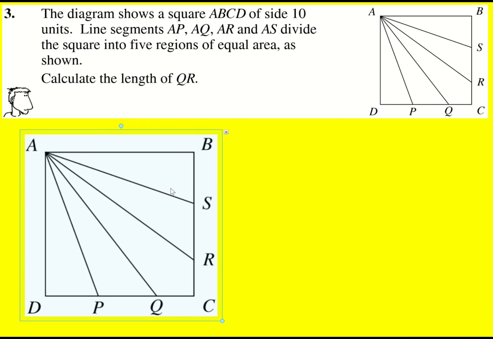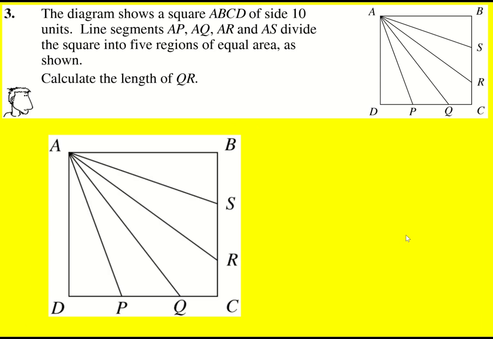Given a square of sides 10 units, so I'm going to put the height in as 10. Base is also 10, but here I'm interested in splitting up into these different amounts, DP, PQ, and QC. Now we're told that the line segments mean that the square is divided into 5 regions of equal area.